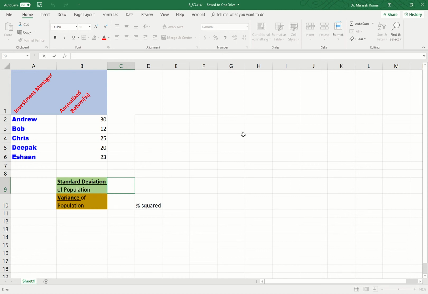Now we are calculating standard deviation. Standard deviation can be calculated for a population, or it can be calculated for a sample taken out of the population. Here in this question, we are assuming that there are 5 investment managers, only 5 in a small investment firm, right? And here we have taken the annualized return which they produced. So these 5 managers produced these returns which are given here, right? And these are the only 5 managers in the firm, so this is a population.